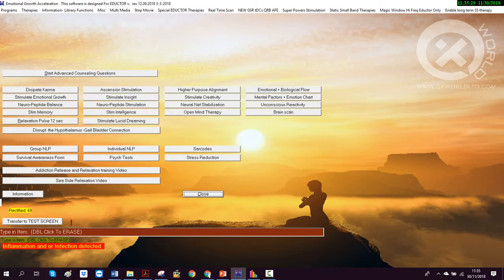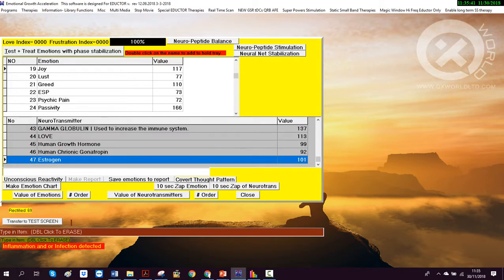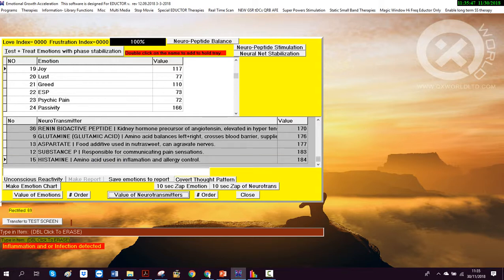And the way to work on the neurotransmitter here, we will just go here, and then on the second part of the screen in gray, we have all the neurotransmitters. We have 47 of those neurotransmitters. So what we do, we go to value of neurotransmitter. The value here shows me what neurotransmitter or neurotransmitters are the most important for that client.